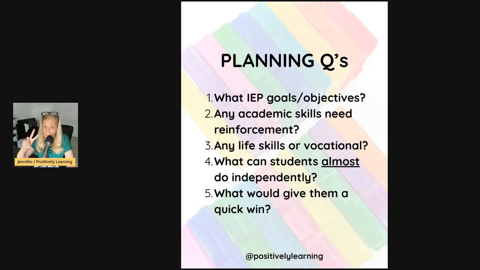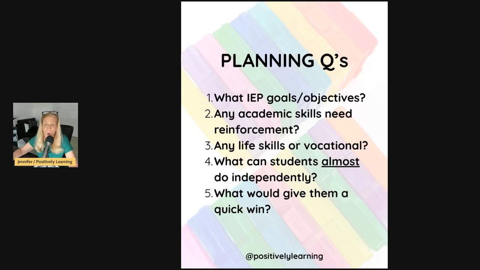Question number 2, what academic skills need reinforcement? Not new instruction, but just reinforcement. Things your students do need more reps with. Independent work is not a good time for introducing new content, but it can be an excellent time for building fluency with things that they've already been introduced to and they mostly understand.